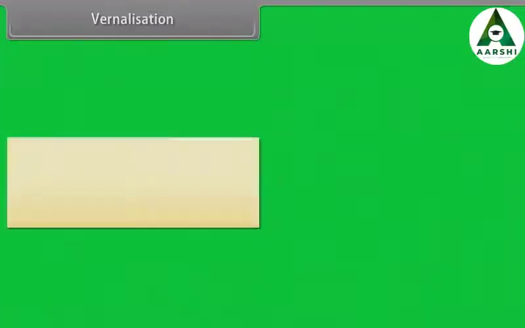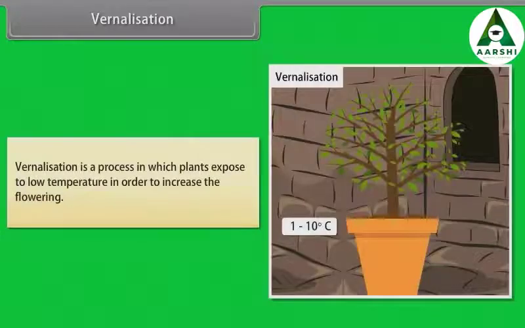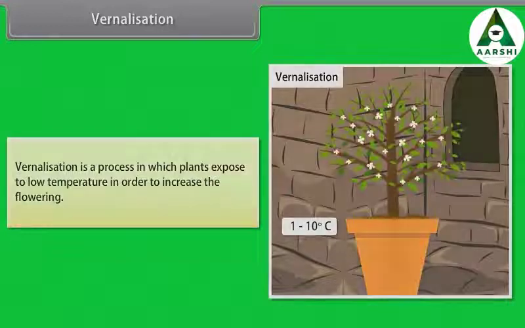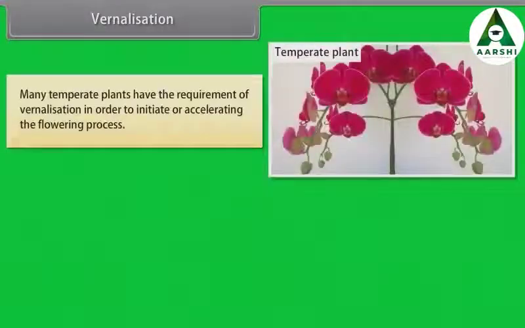Vernalization. Vernalization is a process in which plants are exposed to low temperature in order to increase flowering. Many temperate plants have the requirement of vernalization in order to initiate or accelerate the flowering process.